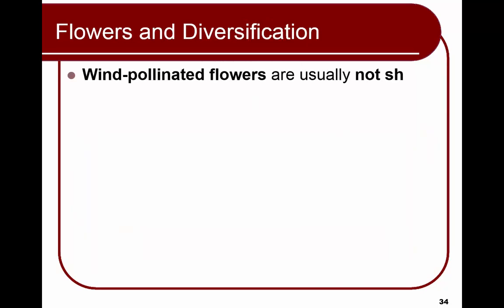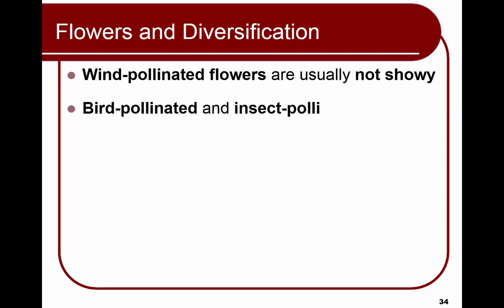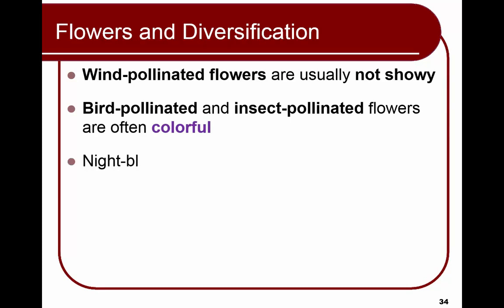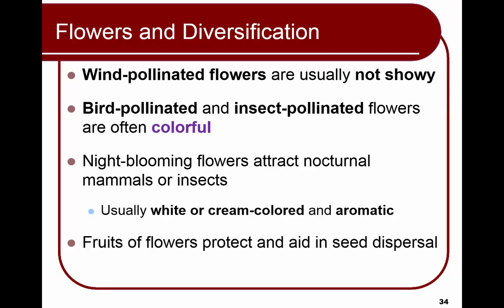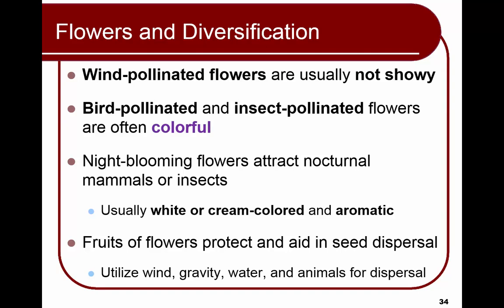Now, there's a lot of diversity in plants, in flowering plants. The wind-pollinated flowers are not always very showy because they don't have to attract anything. Bird-pollinated and insect-pollinated flowers are going to be very colorful to attract the birds and insects. If they bloom at night, they have to attract the nocturnal mammals and insects. So color's not that important, but they do need to be aromatic and have a scent, and it's not always a pleasant scent. The fruits protect the seeds and help with seed dispersal because you're going to have wind, gravity, water, and animals used for dispersal here.